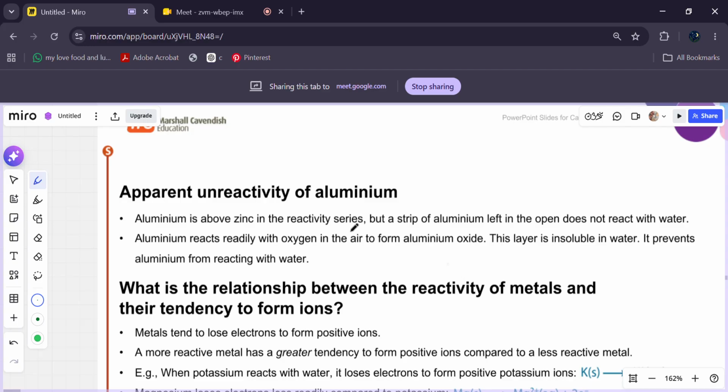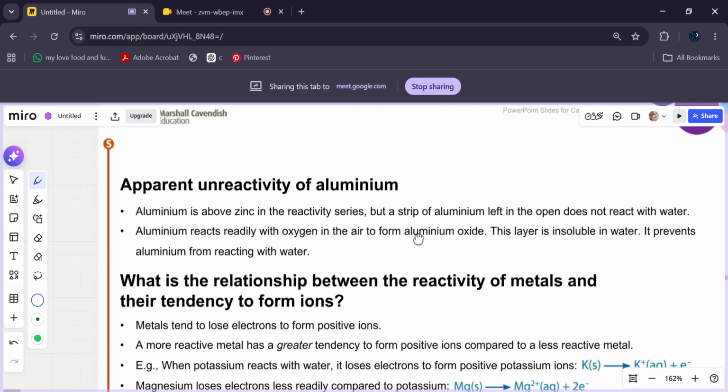Here we have apparatus on the reactivity of aluminium. Aluminium is above zinc in the reactivity series, but a strip of aluminium left in the open does not react with water. Aluminium reacts readily with oxygen in the air to form aluminium oxide. This layer is insoluble in water. It prevents aluminium from reacting with water.